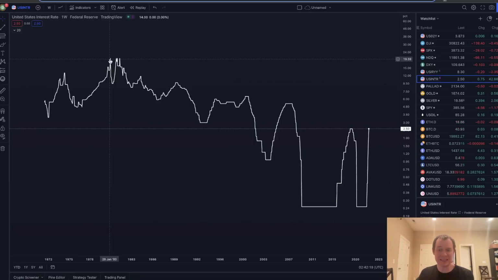The counter argument to that as well, the debt is denominated in US dollars, which they can freely print. So what's the big deal? It's not like it's impossible for them to necessarily overcome this. I don't agree with it. I do think they can go above 3.5%. I don't think 3.5% is a hard cap on the Fed funds rate.